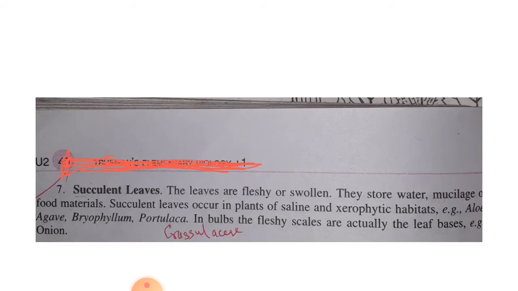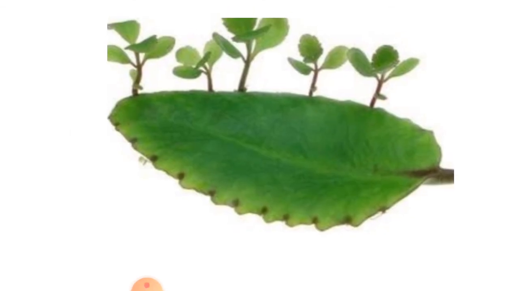It is leaf modification. Last is succulent leaves. The leaves are fleshy or swollen. They store water, mucilage, and food material. Succulent leaves occur in plants of saline and xerophytic habitats, such as Aloe and Bryophyllum. In bulbs, the fleshy scale is actually the leaf base. It is found in Bryophyllum. They are swollen or fleshy, and they store water, mucilage, and food materials. Bryophyllum stores food, water, and other materials, so they have a function of storage also.